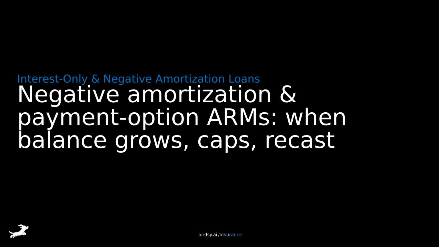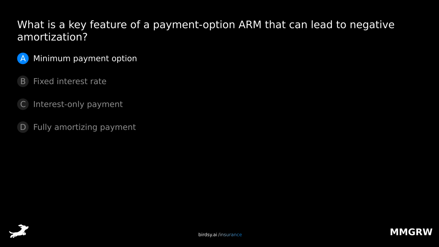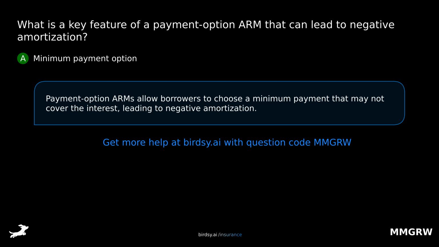Negative amortization and payment option ARMs. When balance grows, caps, recast. What is a key feature of a payment option ARM that can lead to negative amortization? Is it A. minimum payment option, B. fixed interest rate, C. interest-only payment, or D. fully amortizing payment? The answer is A. minimum payment option. Payment option ARMs allow borrowers to choose a minimum payment that may not cover the interest, leading to negative amortization.